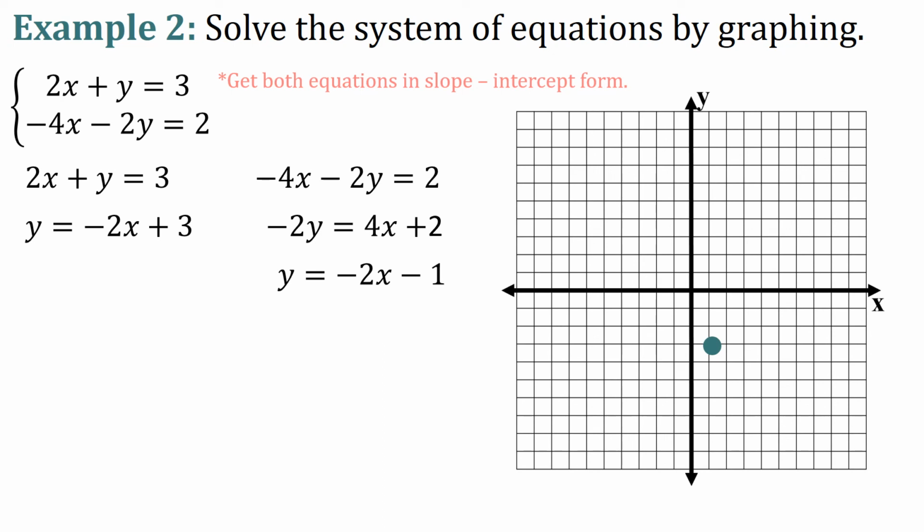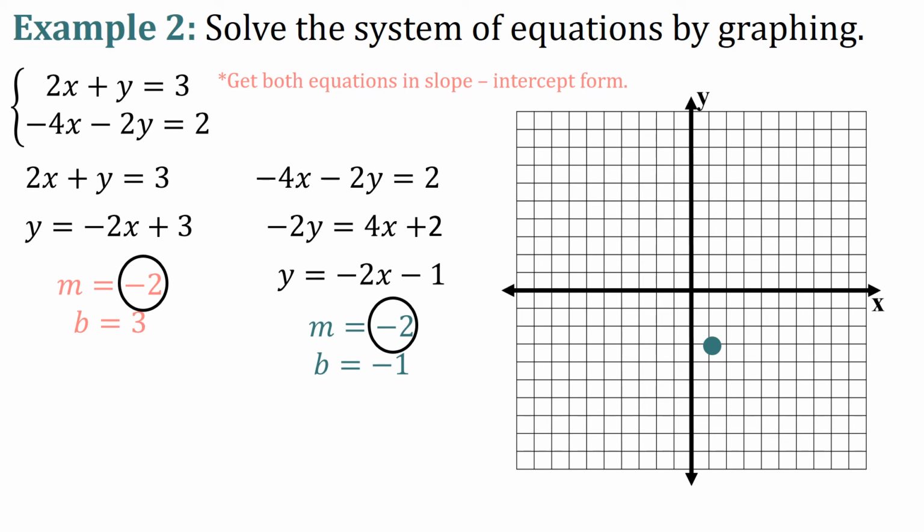Time to graph. Our first equation, our slope is negative 2, our y-intercept is 3. Our second equation, our slope is negative 2 and our y-intercept is negative 1. Not graphing yet. What do we notice about our slopes? They are the exact same. So what do we think is going to happen with this graph? What do we know about equations that have the same slope? They're parallel, right? So this graph should be parallel, which tells us that our solution should be no solution.